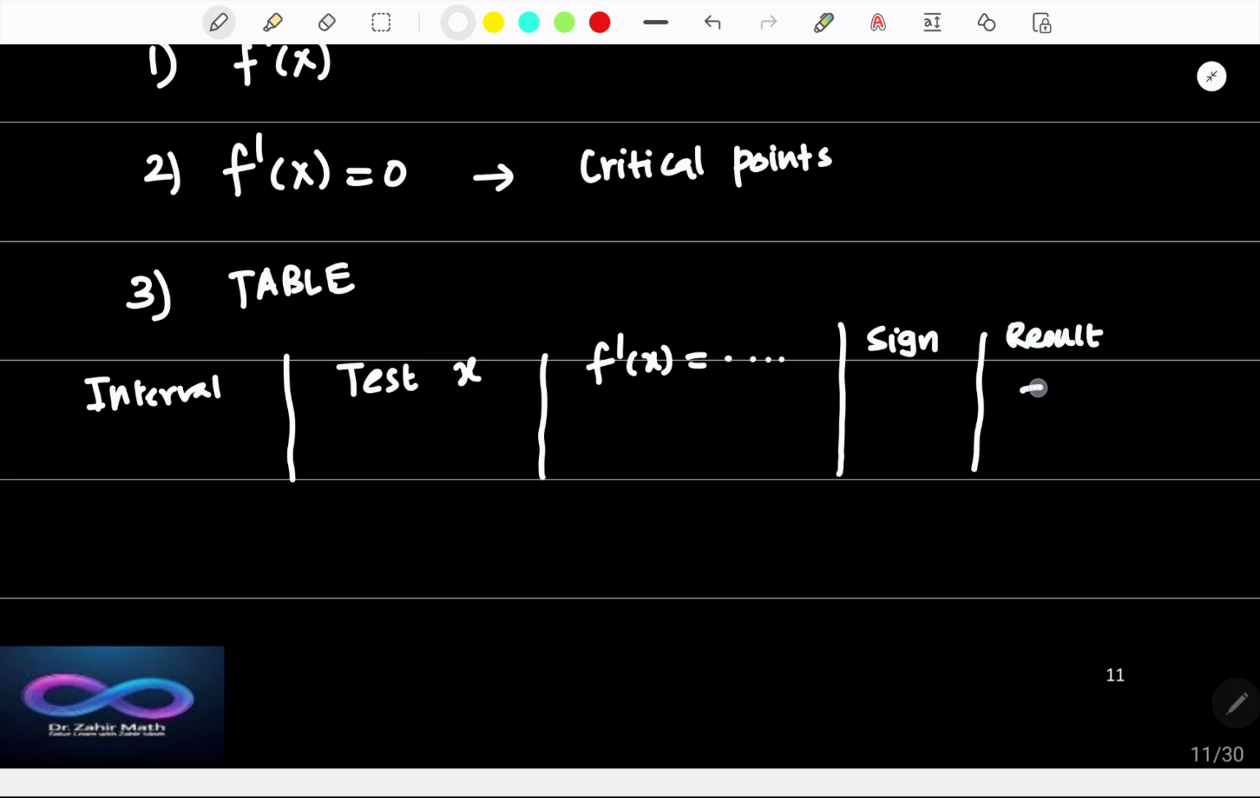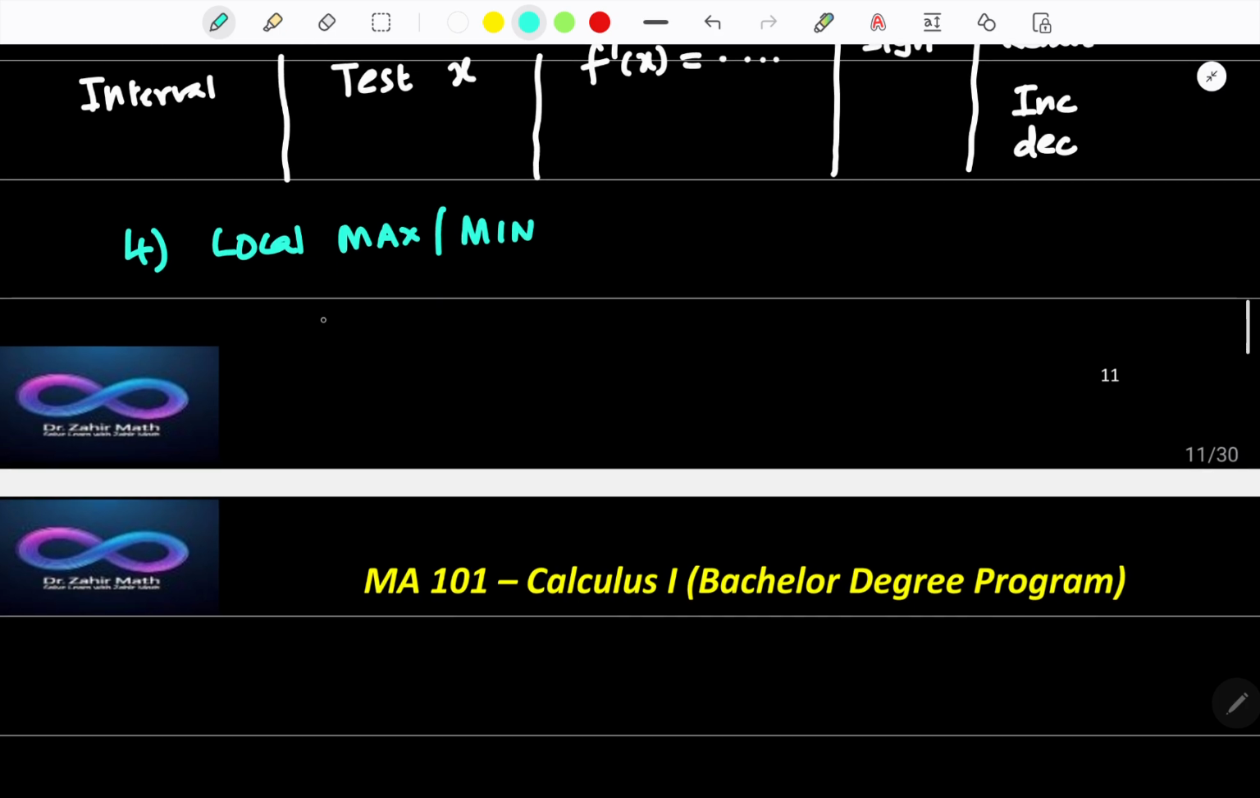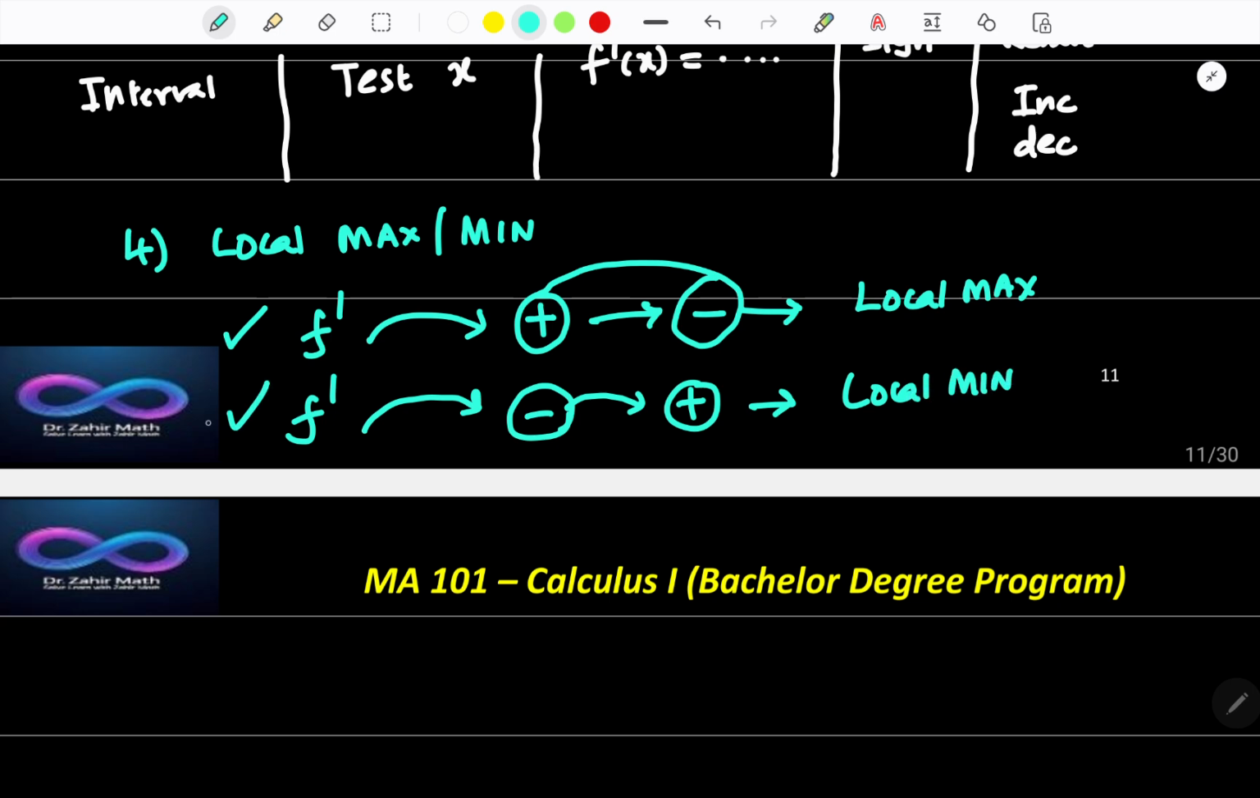So up to this, you will be talking about increasing and decreasing. Then the next step comes. Where is local maximum and minimum? The next step, step number 4, is extra here: local max and local min. What is local max? If f dash changes from positive to negative, then this is called local maximum, and it occurs at this point. If f dash is changing from negative to positive, then it is local minimum, and it occurs at this point.